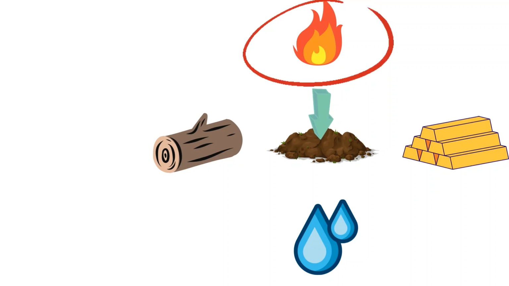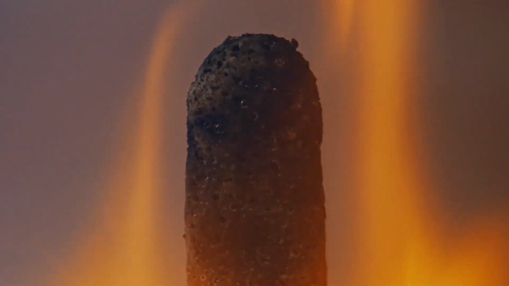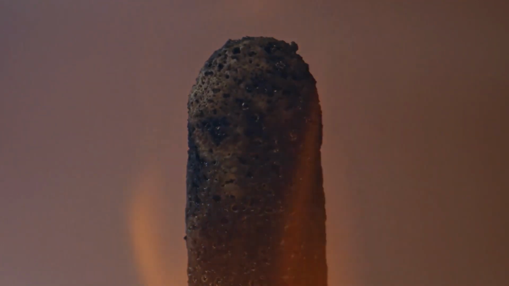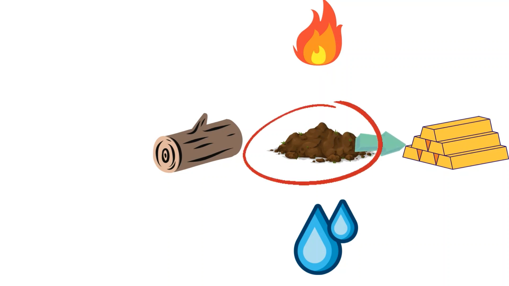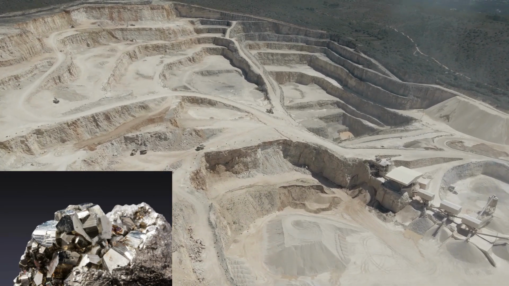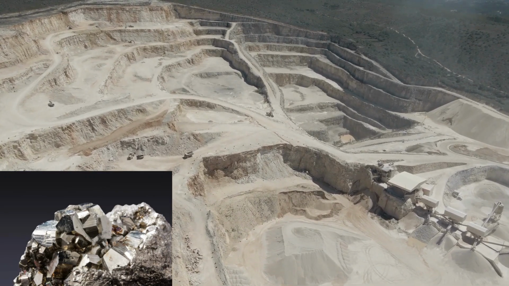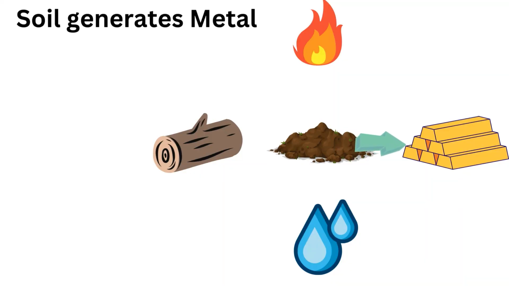How about fire? Fire burns things to ash, creating earth. Thus, fire generates soil. How about soil? If soil is a mother, what kinds of babies will she deliver? Gold, silver, platinum, copper, or iron were all found in the Earth's crust in the form of small grains or large lumps. Thus, soil generates metal.